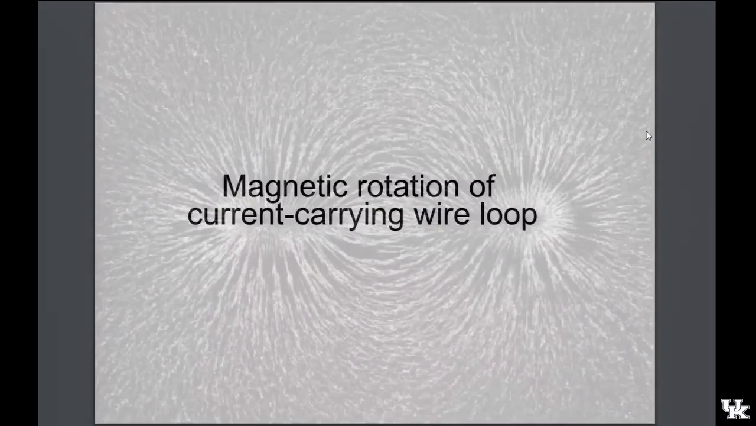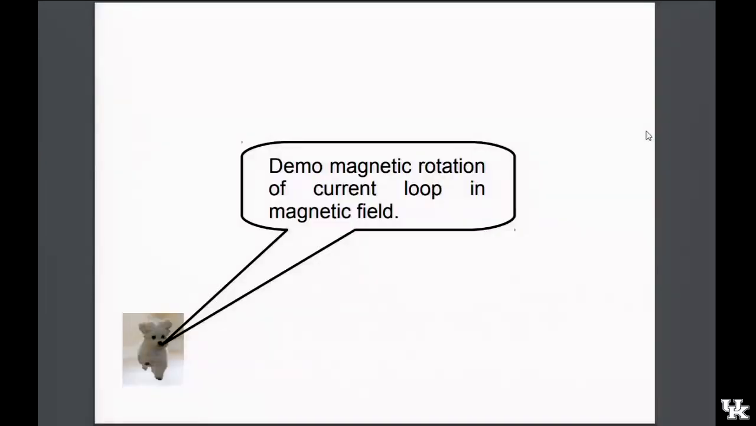Last topic is a loop of wire immersed in a magnetic field, a current-carrying loop of wire, not a current-carrying straight wire. So let me show you a demonstration of that. I'm going to take my magnet, and I'm going to bring it over here and place it here. Here's a loop of wire.